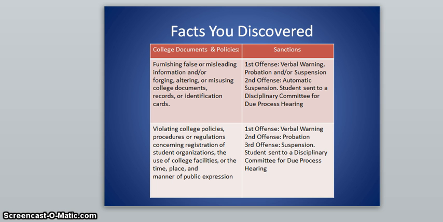Violating college policies, procedures, or regulations concerning registration of student organizations, the use of college facilities, or the time, place, and manner of public expression. Your first offense for this will be a verbal warning. Second offense, probation. Third offense, suspension. Student sent to a disciplinary committee for due process hearing.